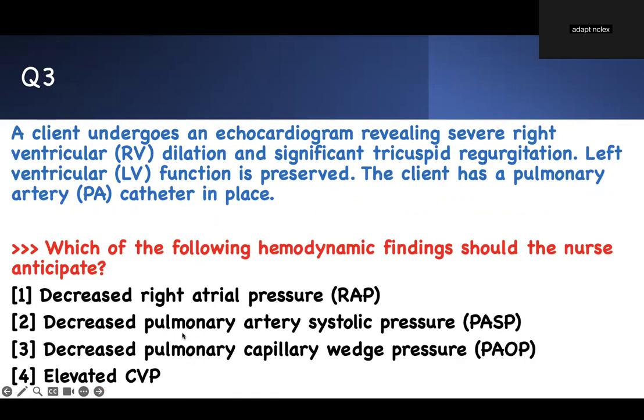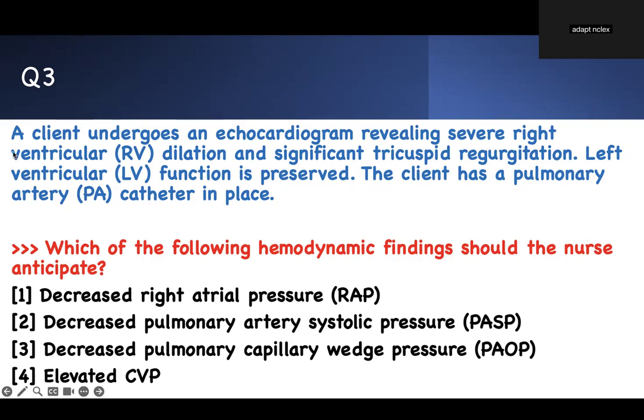Last one. Which of the following hemodynamic findings should the nurse anticipate? The client undergoes an echocardiogram revealing severe right ventricular dilation and a significant tricuspid regurgitation. Think about it. Both are on the right. The left ventricular function is preserved. Your left side is good. The client has a pulmonary artery catheter in place. Which of the following hemodynamic findings should the nurse expect? Decreased right atrial pressure, decreased pulmonary artery systolic pressure, decreased pulmonary capillary wedge pressure, or elevated CVP.